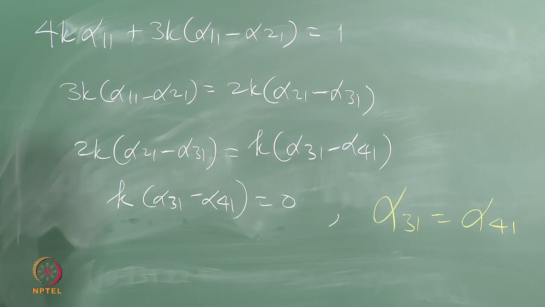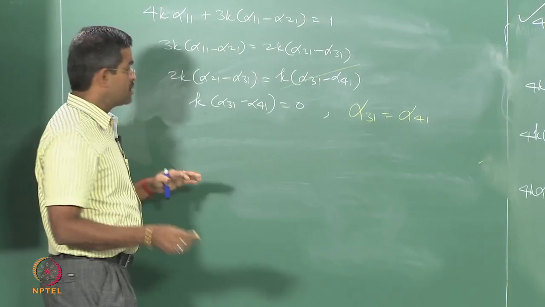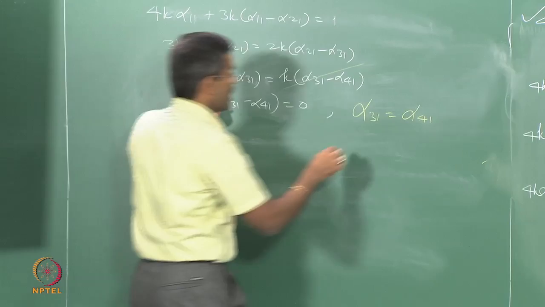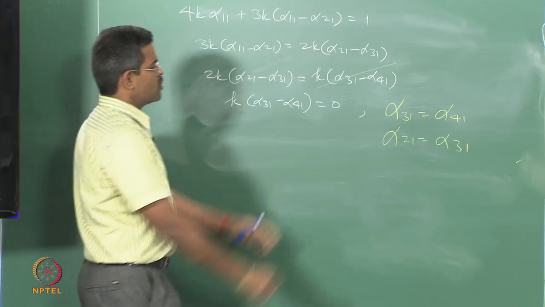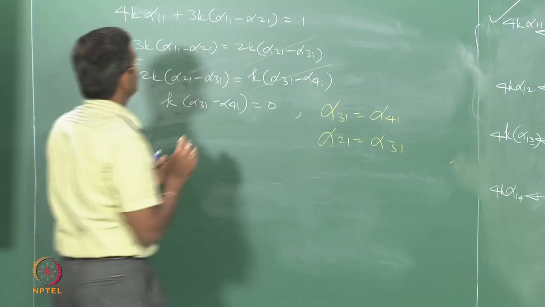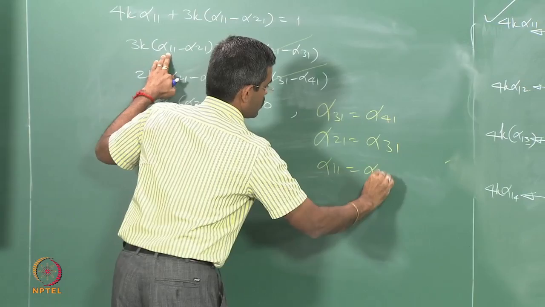Substituting this back here, this goes to 0, which implies that 2k(alpha 2 1 minus alpha 3 1) will be 0. 2k cannot be 0. So, this says alpha 2 1 will be equal to alpha 3 1. When I say alpha 2 1 is equal to alpha 3 1 and put it here, this now sets to 0, this means 3k cannot be 0. So, alpha 1 1 will be equal to alpha 2 1.